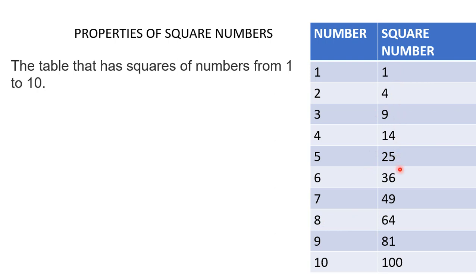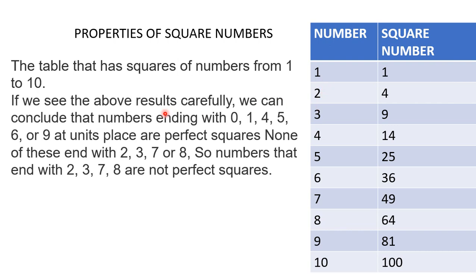In this we can observe these are the square numbers, and these are the numbers where we are multiplying the same number by itself. So when we observe this table, in the column of square numbers we have 1, 4, 9, 16, 25, 36, 49, 64, 81 and 100.